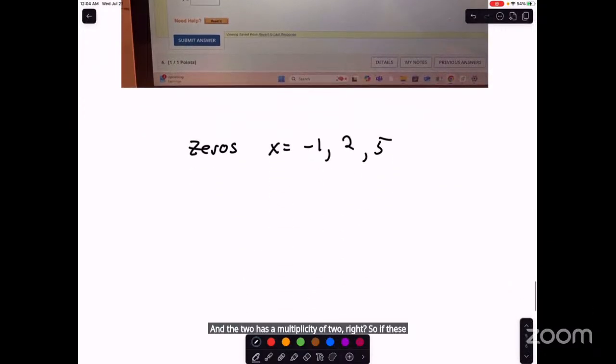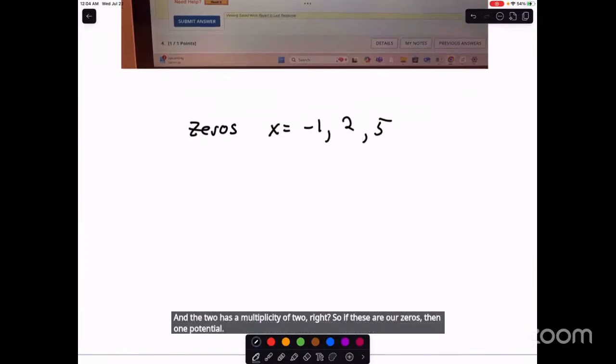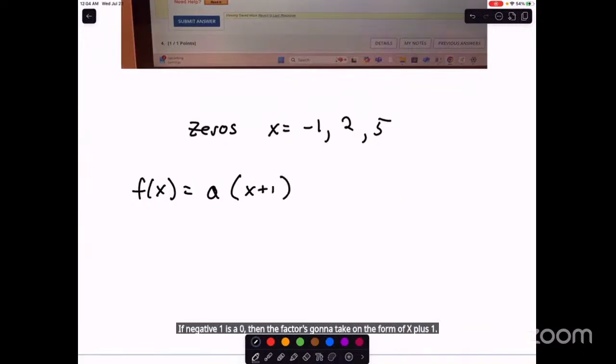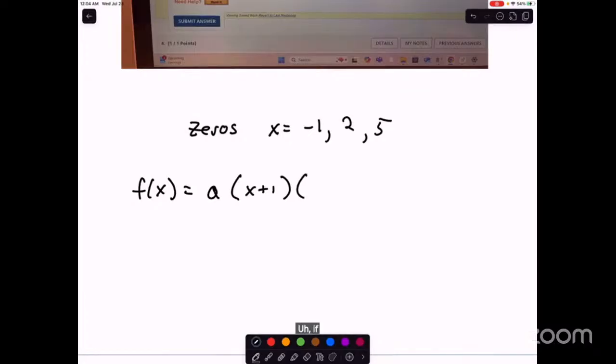So if these are our zeros, then when we're trying to find this function, some f of x, there's some coefficient, we're going to put it as a for right now. If -1 is a 0, then the factor is going to take on the form of x plus 1. Right, so that when we plug in -1 it's a 0. If 2 is our 0, then the factor is going to take on the form x minus 2. We're going to make that one squared because it curves. It has a multiplicity of 2.